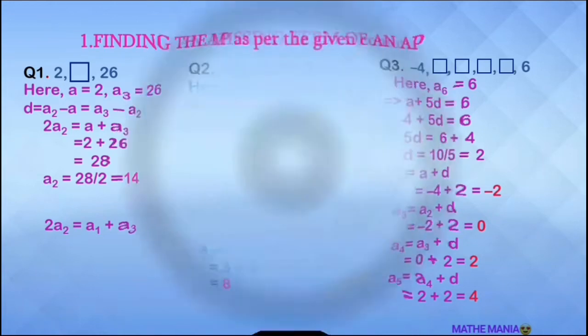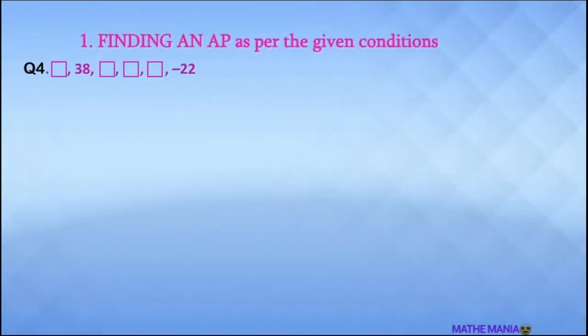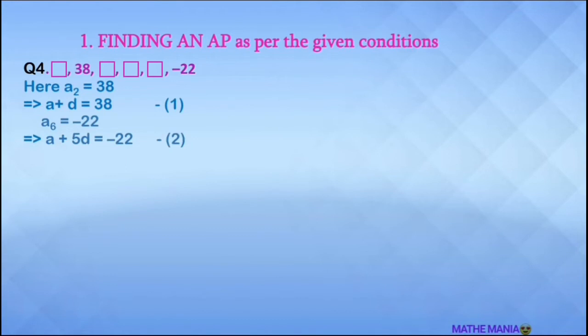Now in the next question, we are not given a, we are given a2 and a6. And we have to find the remaining terms which are missing. So using the formula an is equal to a plus n minus 1 d, we get a plus d is equal to 38 from a2. And similarly from a6, we get a plus 5d is equal to minus 22. And using the elimination, that is subtracting equation 1 from equation 2, we get 4d is equal to minus 60. And so d is equal to minus 15.